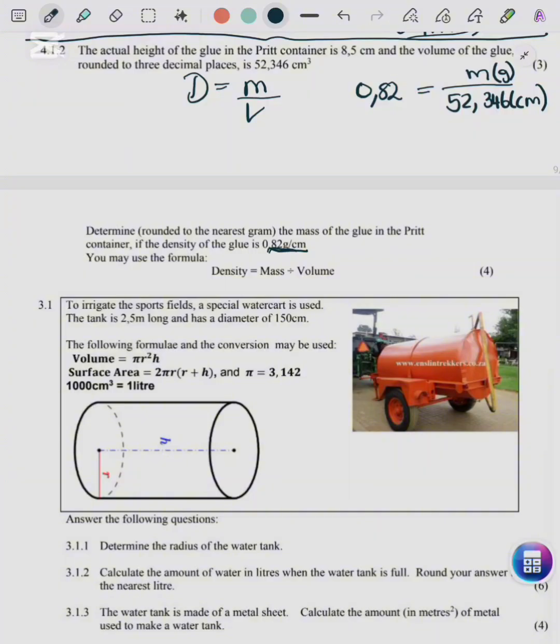I'm doing the opposite. So that means I can say, well, therefore my mass is going to be 0,82 times by 52,346. And if I calculate that, 42,923, and it kind of continues. We know this should be in grams because we know the density was grams per centimeter. And they do tell us in the question round off to the nearest gram, so I can therefore round that to 43 grams.